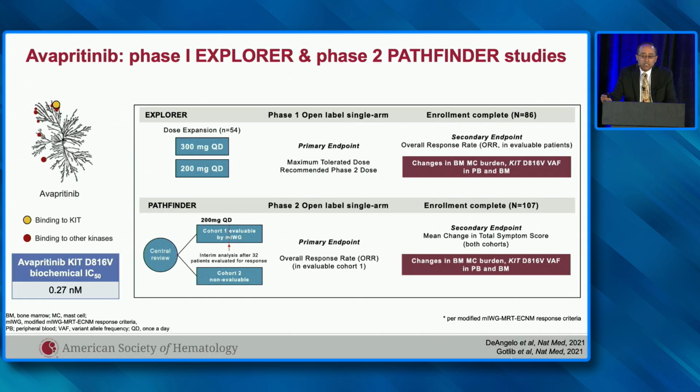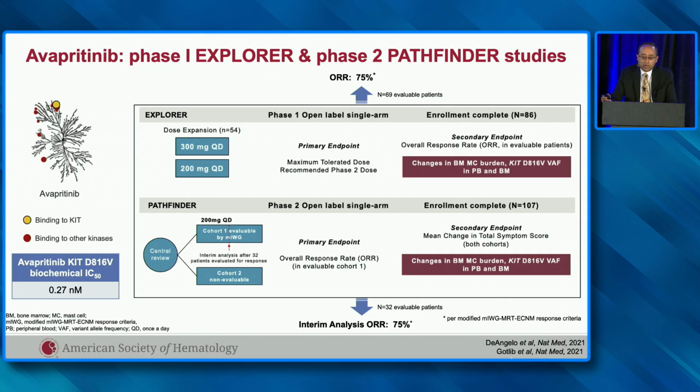So there were these studies, Explorer and Pathfinder. This is too rare a disease to do phase 3 trials in. So the pivotal trials were phase 1 and phase 2. Well, the pivotal was the phase 2. So you see the general design here. The approved dose of avapritinib is a 200 milligram starting dose daily. And that was what most patients in the phase 2 Pathfinder trial got.